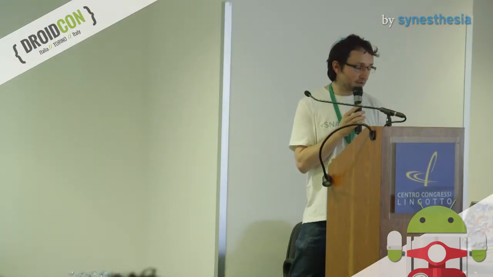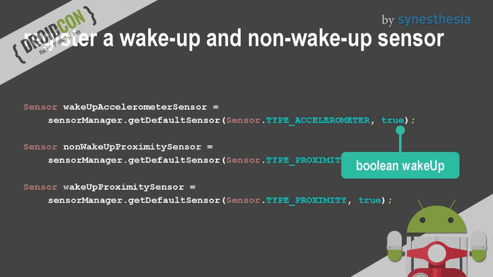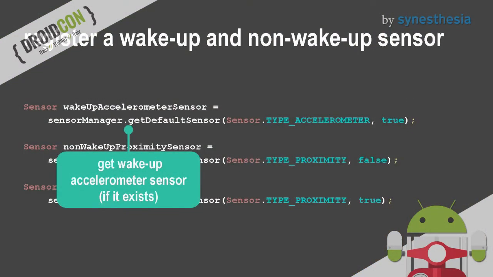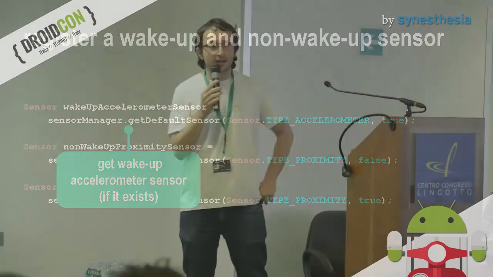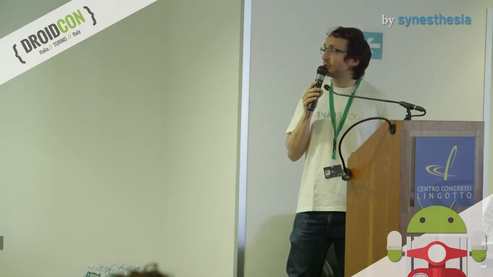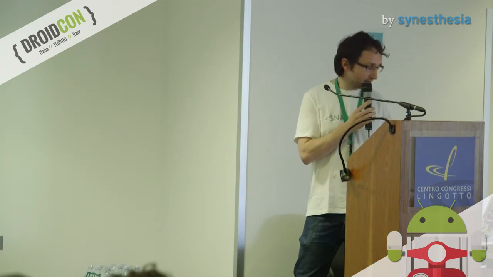Again, how to register a wake-up and a non-wake-up sensor. Starting in Lollipop, there is a new optional boolean in the getDefaultSensor method of the sensor manager that we have already seen before: a boolean isWakeUp. In the first line, we want to use a wake-up accelerometer. So we specify true as the boolean, and if a wake-up accelerometer exists, it is returned, and we can use it in suspend mode. Otherwise, this function returns null.